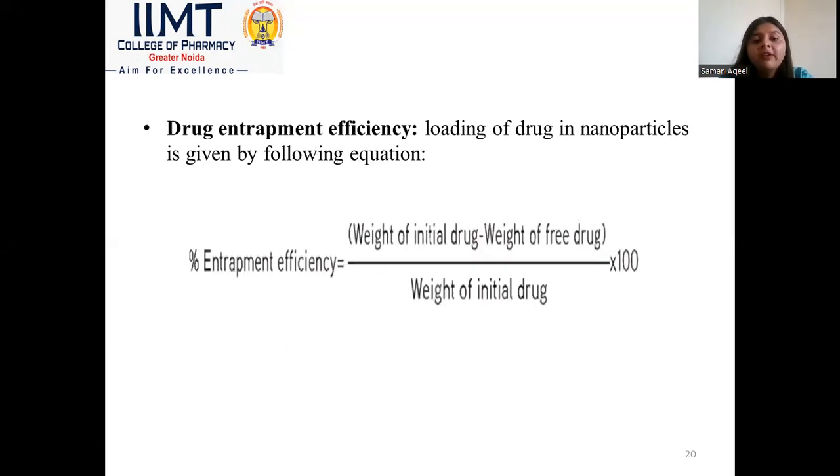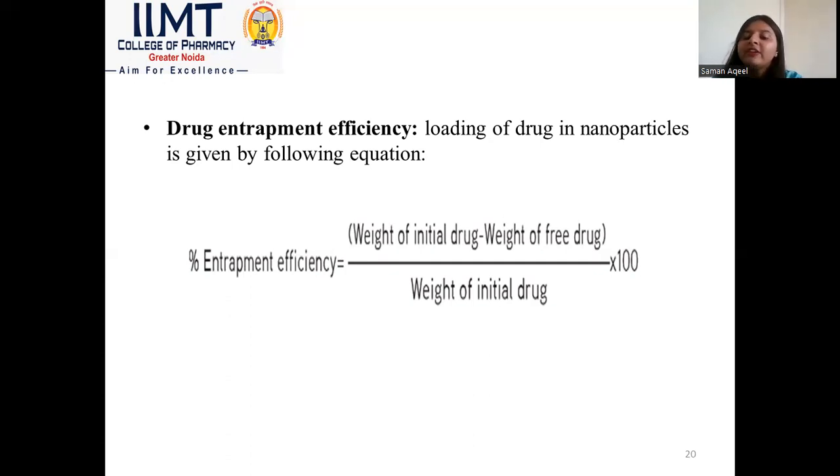Next one is the drug entrapment efficiency. First of all, we need to understand what drug entrapment efficiency is. It means how much drug is being entrapped in the nanoparticles. Loading of drug in nanoparticles is given by the following equation. Percentage entrapment efficiency is the weight of the initial drug minus the weight of free drug, upon the weight of initial drug, into 100. This is the formula by which you can calculate the drug entrapment efficiency.